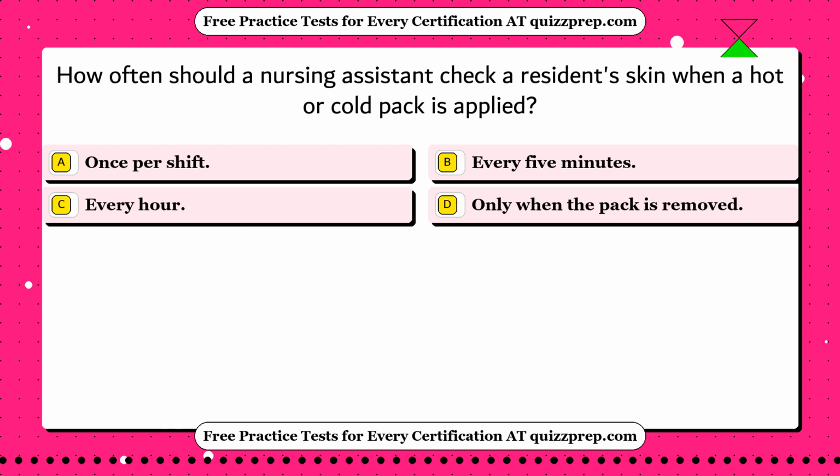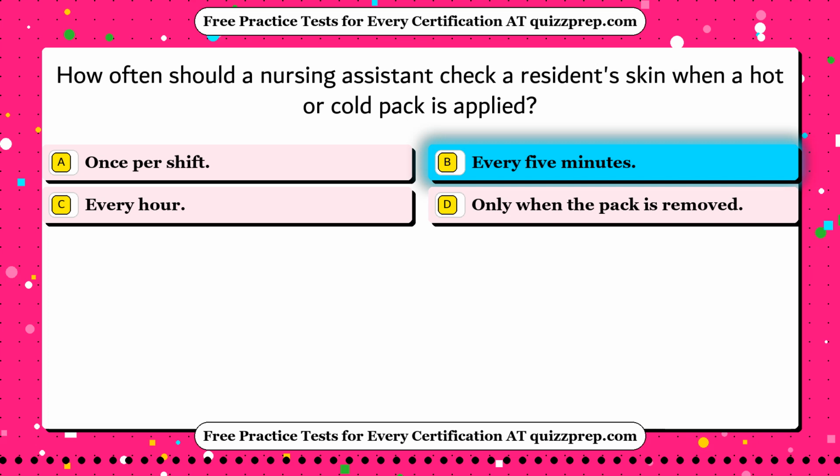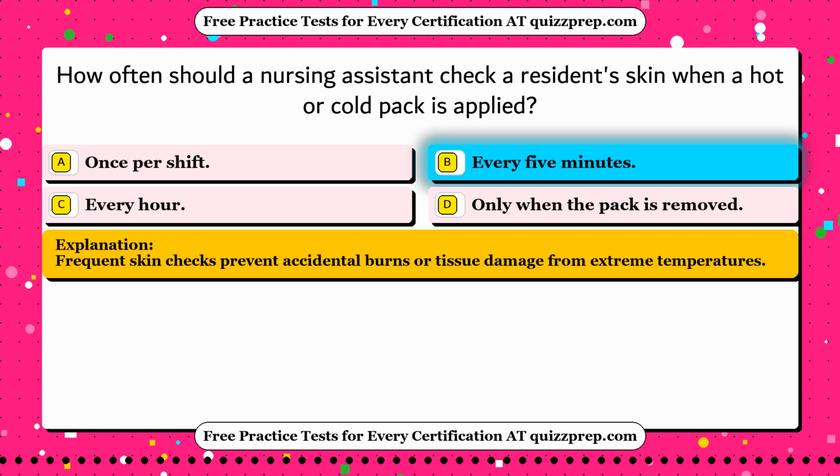Question 105. How often should a nursing assistant check a resident's skin when a hot or cold pack is applied? Option A, once per shift. Option B, every 5 minutes. Option C, every hour. Option D, only when the pack is removed. The correct answer is option B, every 5 minutes. Frequent skin checks prevent accidental burns or tissue damage from extreme temperatures.